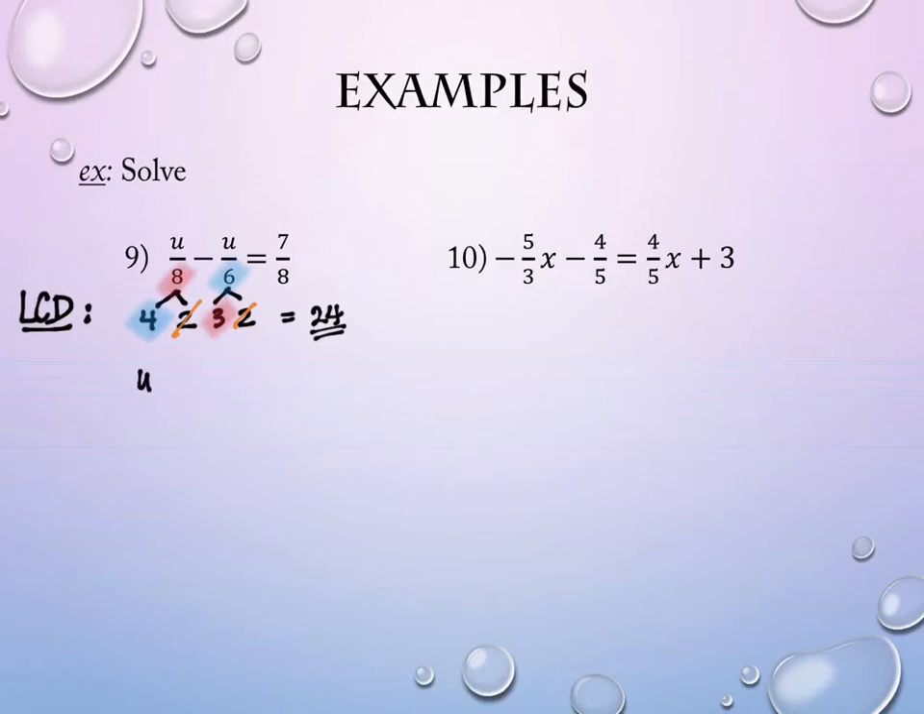So I have u over 8 times 24, and I'm going to write it as 24 over 1, minus u over 6 times 24 over 1, equals 7 over 8 times 24 over 1.